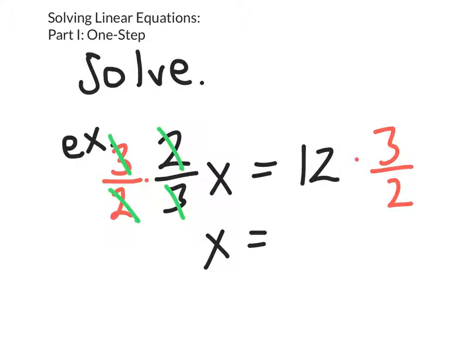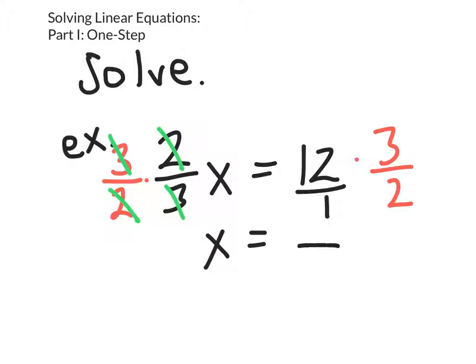On the right-hand side, I've bumped into a pretty common scenario in algebra, in which I need to multiply a whole number times a fraction. So what I need to do first before I can do this is turn that 12 into a fraction. The way I do that is I simply put it over 1. 12 divided by 1 is also equal to 12.